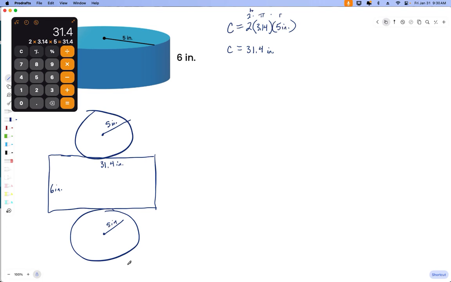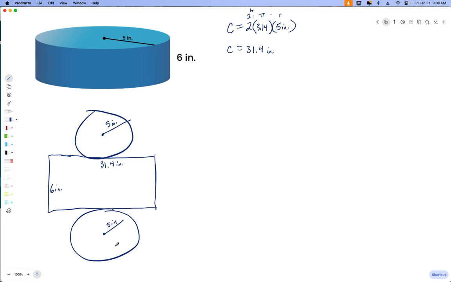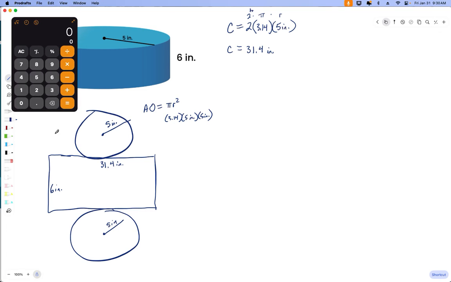All right, so that's the width. Now we can find all the area. So let's find the area of this circle. I'm going to do it a little different this time, and I'm going to find the area of this circle and then the area of this circle, just so you can see the process. So the area of this circle is equal to pi r squared, right? Pi r squared. So 3.14 times 5 inches times 5 inches. Pull out my calculator. 3.14 times 5 times 5. That is 78.5, and we have inches twice, i-n period, and then the exponent of 2.